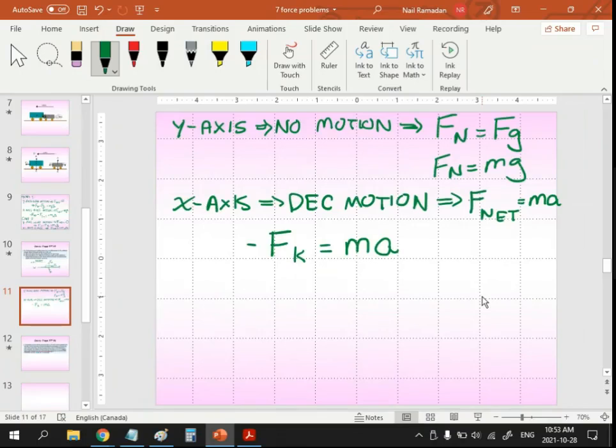Can you still start with the x-axis analysis first? You can, but then you're going to have to stop and go to the y-axis and then come back. Always do the y-axis every time you have a friction problem. You are going to need what you're going to find. Okay. Minus mu k Fn still equals what? What's Fn equal to? Great.